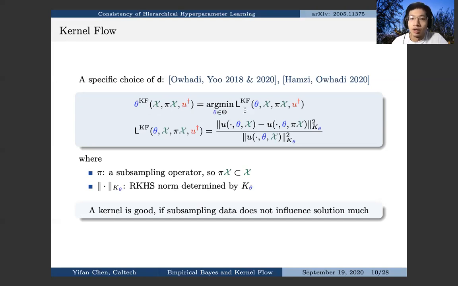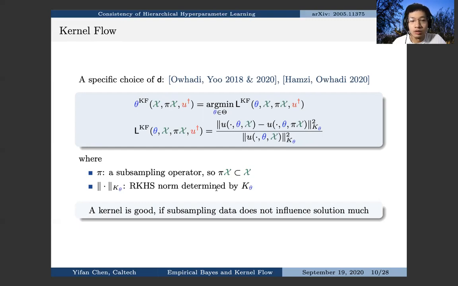It's a minimizer of the KF loss, which is defined in this way. It's a distance between the two GPR solutions in the sense of the k theta norm. The k theta norm is the RKHS norm because for each kernel k theta, there is a reproducing kernel Hilbert space and you have a well-defined norm. The KF loss compares the two solutions in this norm and normalizes by the norm of the first one.